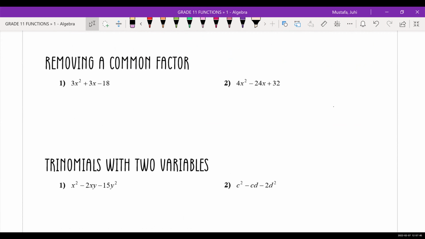In this question, what is the greatest common factor? There isn't an x in every term, so it would not be an x because the 18 does not have one. It would just be the number 3. And so we would be left with x squared plus x minus 6.